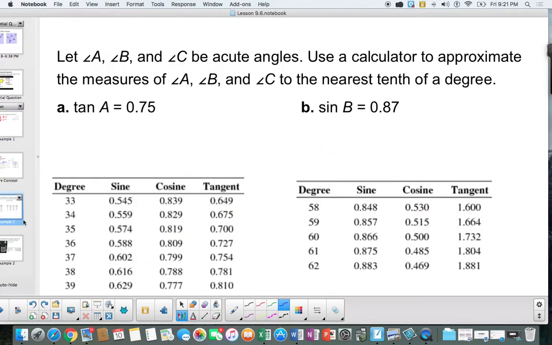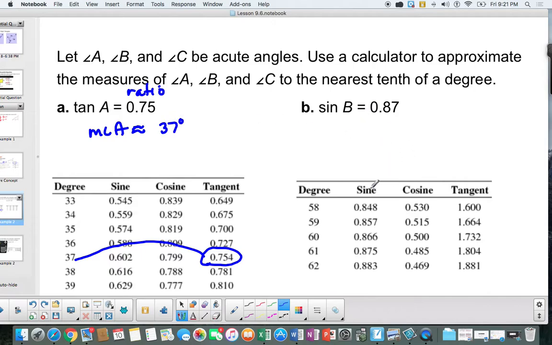Let's go ahead and take a look at how to use it with a chart. Here is the ratio. We know the ratio. We'd like to find the angle. Here's the tangent column, and here's about 0.75. And the angle that it goes with is right here, 37. So we say that the measure of angle A is about 37 degrees.